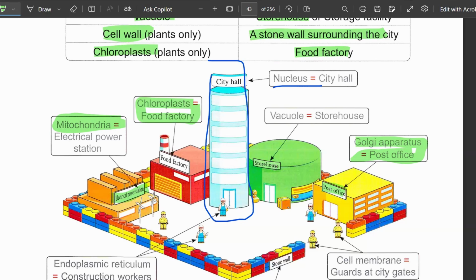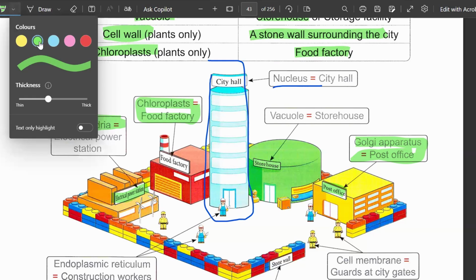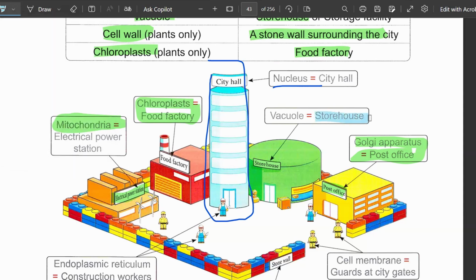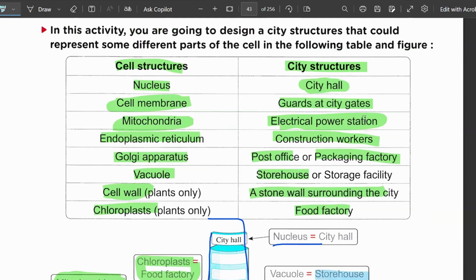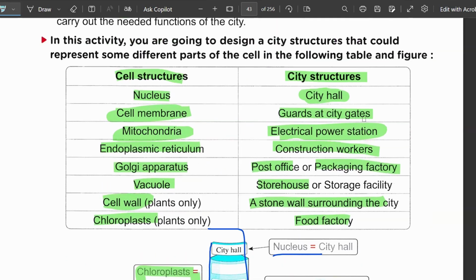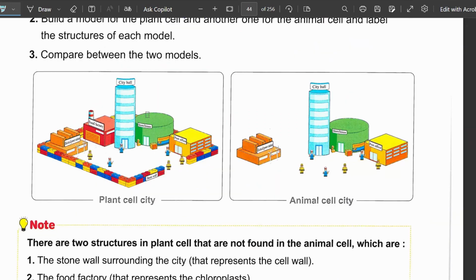Storehouse, storehouse, stores water and nutrients and waste material. Okay, this is called vacuoles in plant cell, equal to a storehouse in city, so they are similar. So the cell structure and city structure are almost similar. Okay? So what is the difference between these two figures?